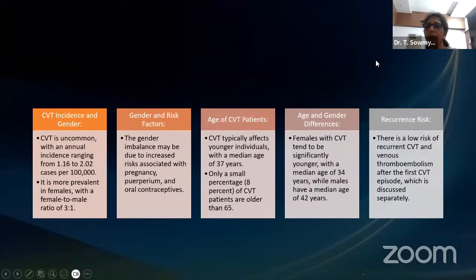There is a low risk for recurrence of CVT and venous thromboembolism after the first CVT episode.